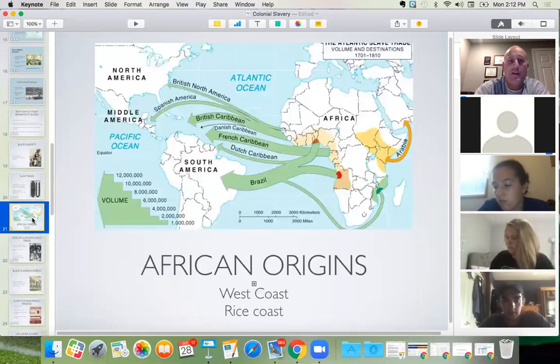Here's a map for you that kind of demonstrates the forced migration of Africans. If you'll notice, the West Coast, which is sometimes called the Rice Coast, is the key coast here. Most Africans going to the Americas are from West Africa.